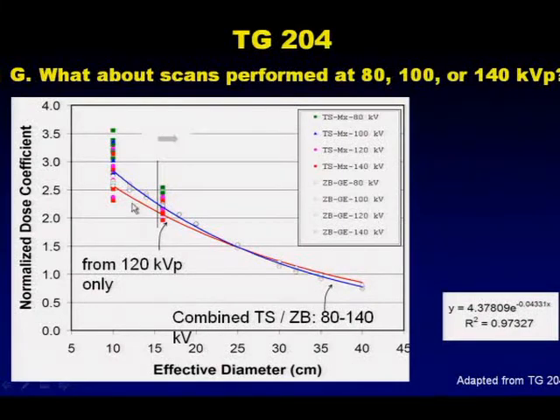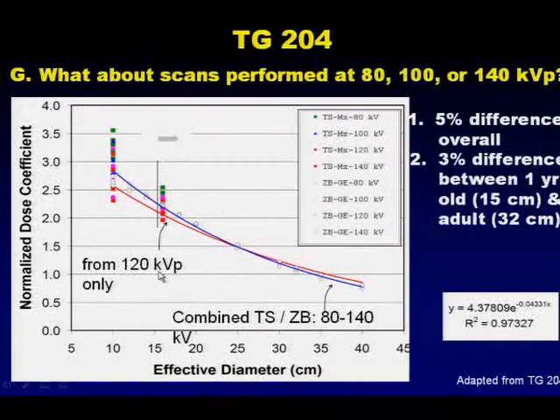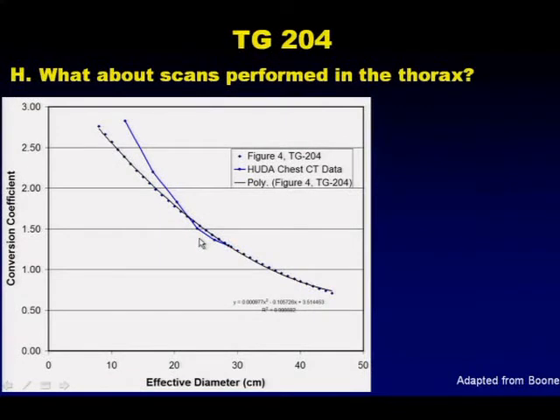Well, this curve is that original curve that I showed you, and the other curve on this slide is 80, 100, and 140 kVp data that 2 of the 4 groups had collected. And the largest error between the 2 curves is 5%. And if we limit it to 1 year and above, the difference is only 3%. So the good news is we can use these correction factors for any kV that we choose.